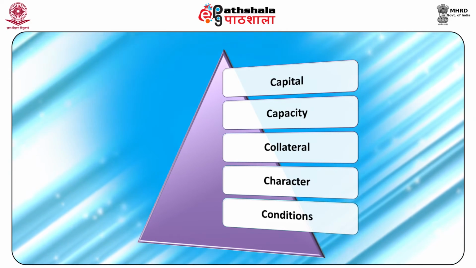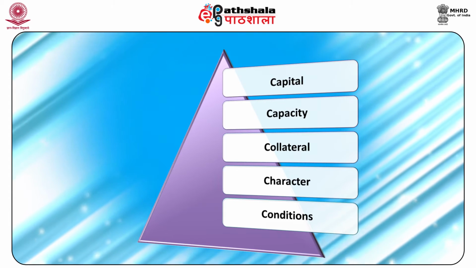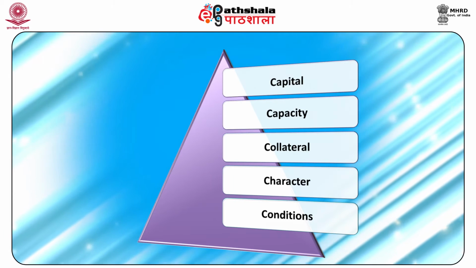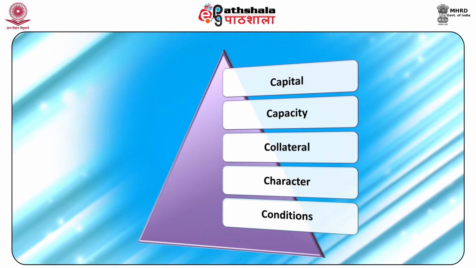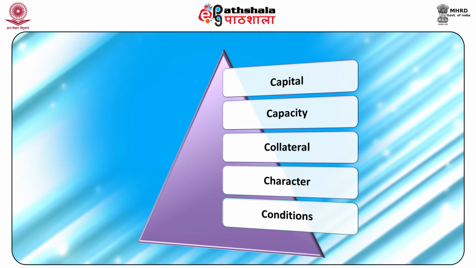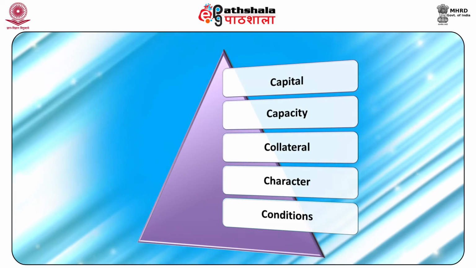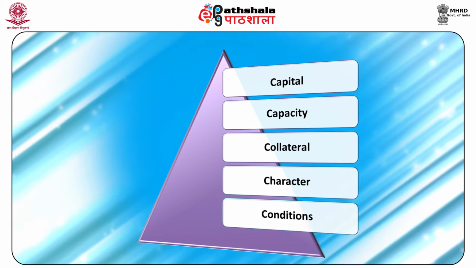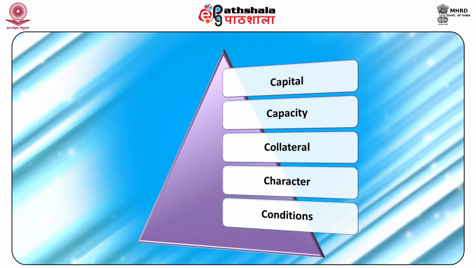Second C is the capacity. Lenders and investors expect a business to pass the test of liquidity and be convinced of the firm's ability to meet its regular financial obligations and to repay the bank loan. Next C is the collateral. Banks are not willing to give unsecured loans. By unsecured loans, we mean those loans which are not backed by any collateral. Collateral includes any asset an entrepreneur pledges to the lender as a security for repayment of the loan.